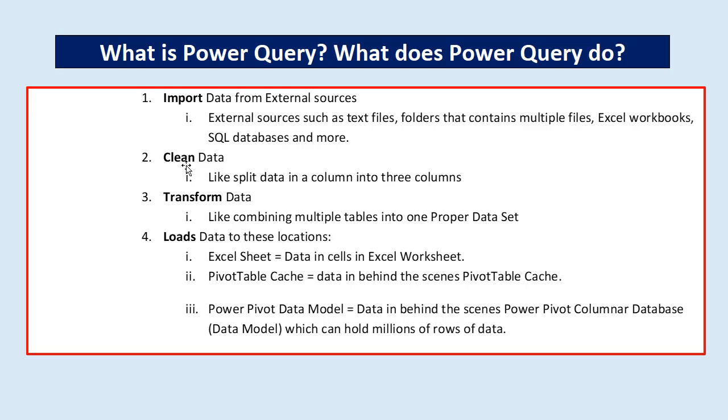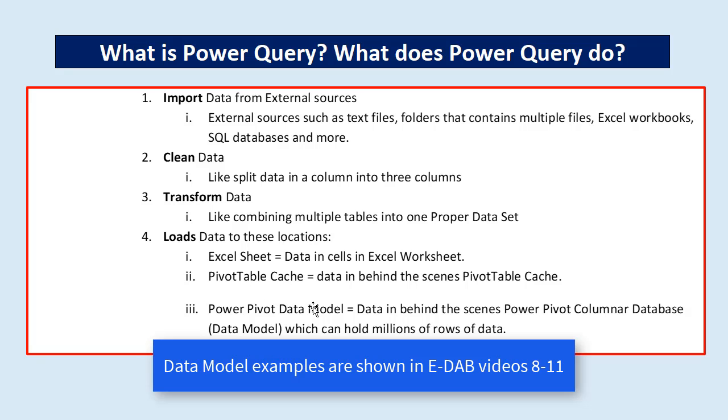Now, we can clean data, like splitting data in a column into 3 columns. We can transform the data, like we're going to see combining multiple tables into one proper data set. And then we load the data after we imported, cleaned, and transformed to either the Excel worksheet, the pivot table cache, or even the Power Pivot data model.